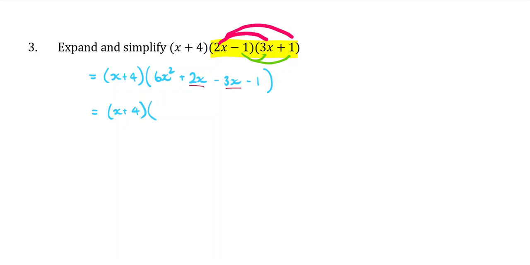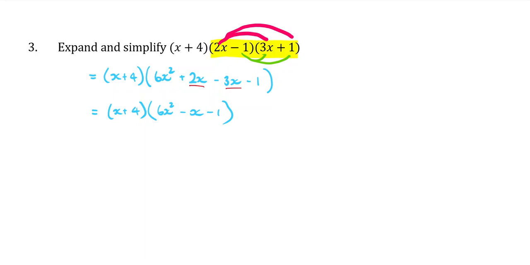Now, before I go any further, I'm going to just simplify that bracket because I have some like terms in the middle. So that will be 6x squared. 2 take away 3 would be minus x minus 1.